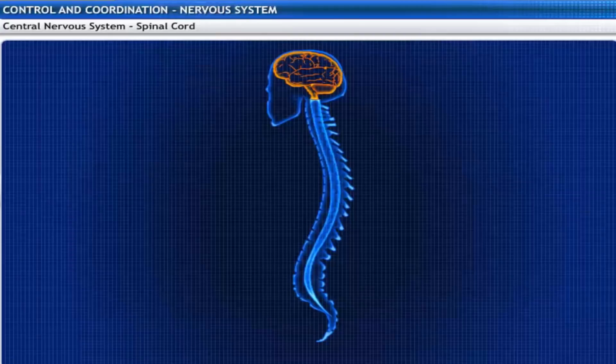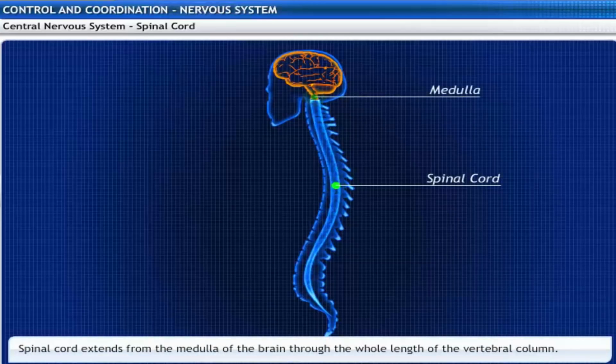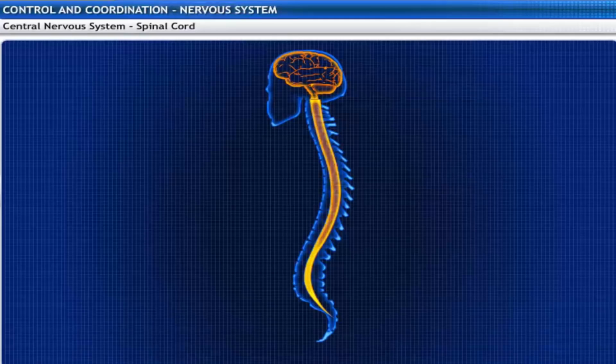The next part of the central nervous system includes the spinal cord. The spinal cord extends from the medulla of the brain through the whole length of the vertebral column and is protected by the vertebral column or backbone.